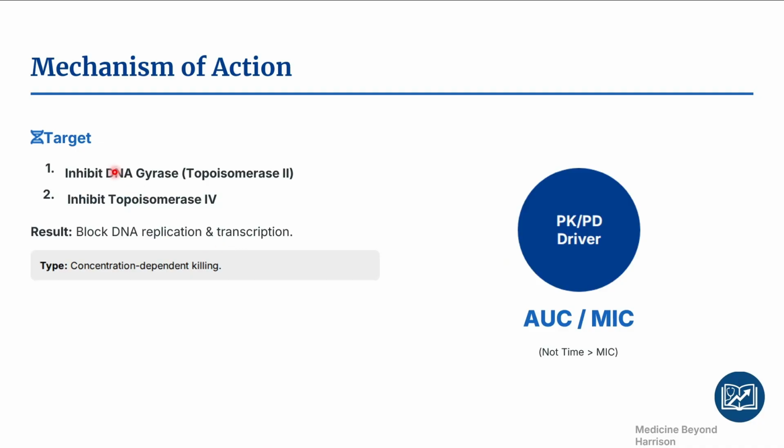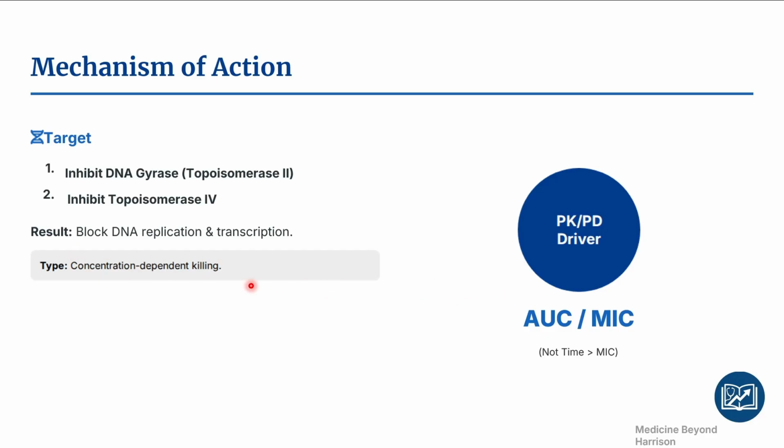Mechanism: it is a DNA gyrase inhibitor, which is topoisomerase 2. It also inhibits topoisomerase 4. So it blocks DNA replication and transcription, resulting in bacteriostatic action and not cidal action. It is a concentration dependent killing mechanism. So the more the concentration of the drug, the more the killing.